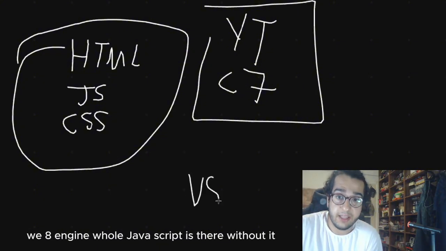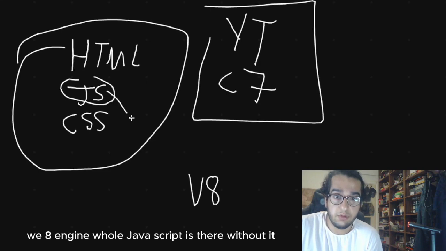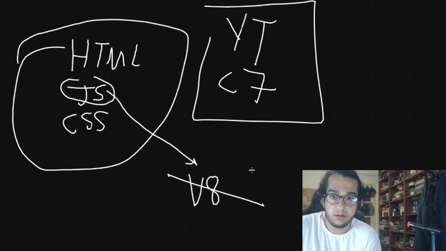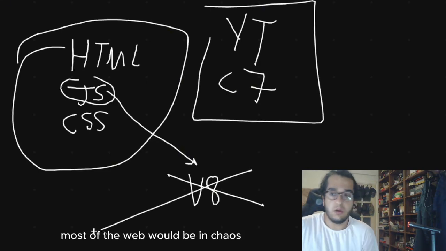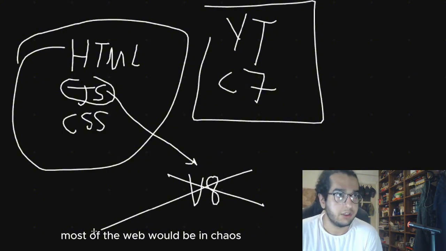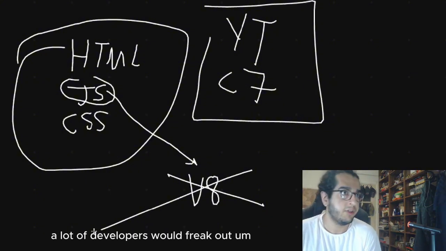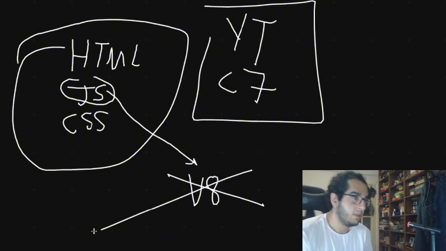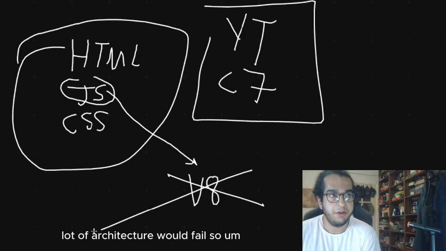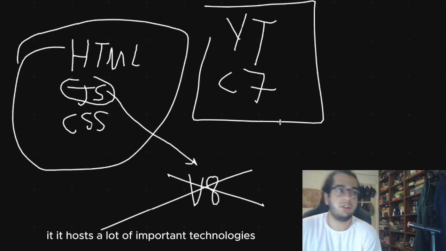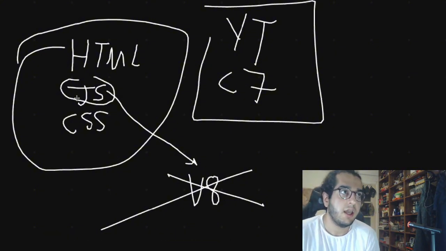For example, the V8 engine, the whole JavaScript is there. Without it, most of the web would be in chaos. A lot of developers would freak out. A lot of architecture would fail. So it hosts a lot of important technologies. And that's what your browser does.